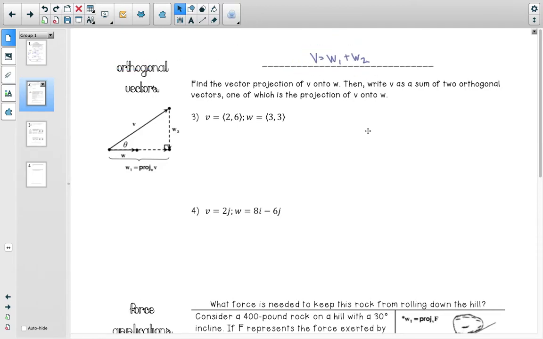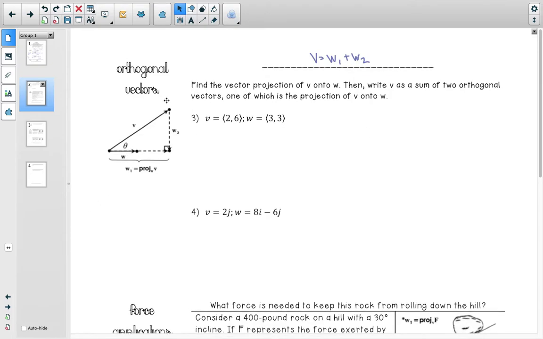Okay. So we're going to just jump right into this lovely thing. It says find the vector projection of V onto W. Then write V as a sum of two orthogonal vectors, one of which is the projection of V onto W. So let's start simple. Step number one, we're going to do the projection. We're going to do the projection vector first, and then we're going to find W2, and not W2 like your taxes, but W2.